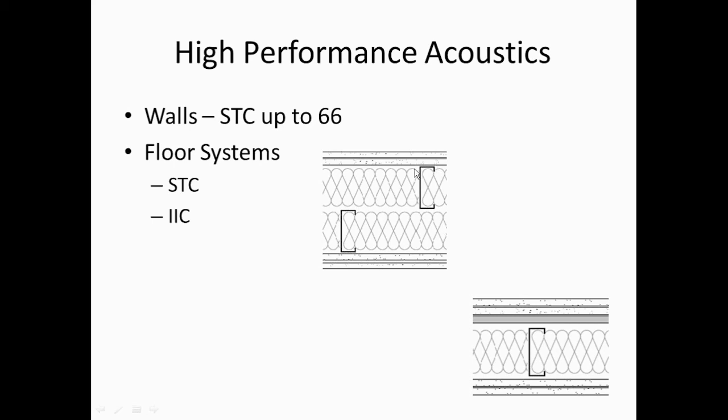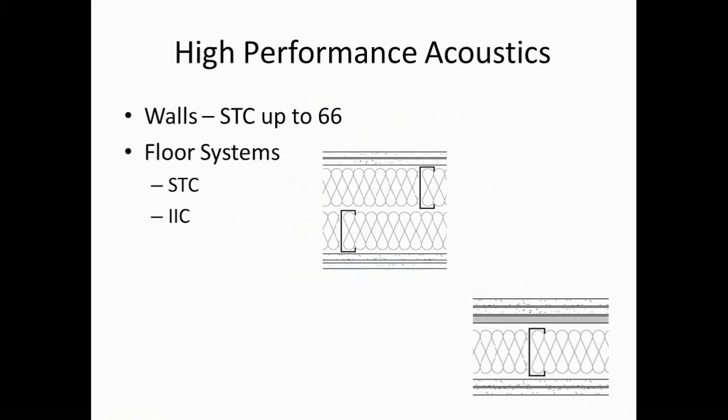We have the mass, 4 layers of gypsum board. We have the isolation, which is the distance between here and here, which is given by the presence of the steel studs. We have the decoupling because this stud does not touch that stud, so these 2 assemblies are totally decoupled from each other. We have absorption in both cavities, yielding us up to a 66 STC.